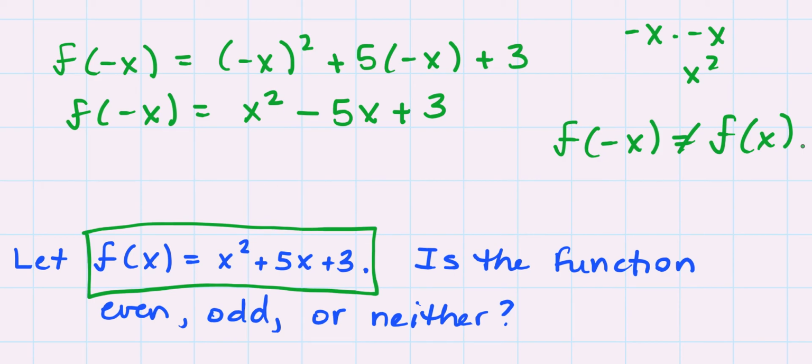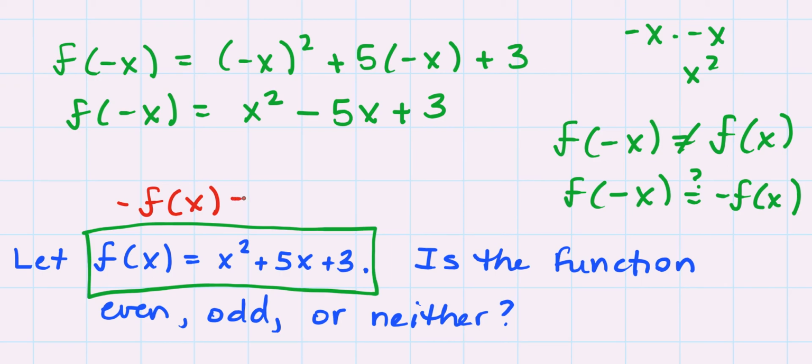Is it possible for this function to be odd? Well, if it's odd, then we need to show that f of negative x is equal to negative f of x. So in other words, if I take this function and multiply it by a negative, do I get this function here? And the answer is no. And that's because negative f of x is equal to the negative of x squared plus 5x plus 3, as you can see.